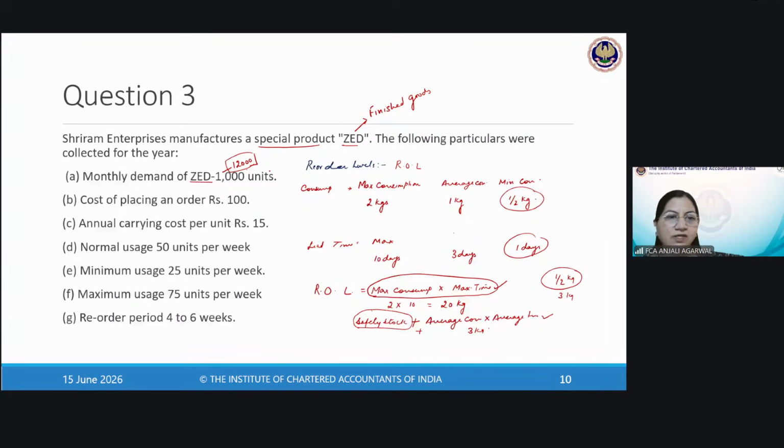The second is, what is the cost of placing an order? P is given very clearly. Annual carrying cost per unit per annum. Annual carrying cost per unit. So that's what we were interested in. That's our S or C.